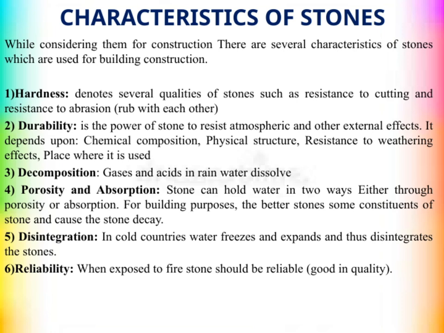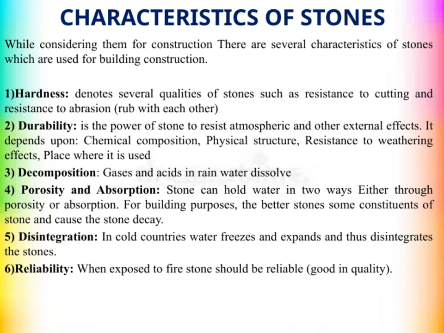When considering stones for construction, it's important to understand their key characteristics. First, let's talk about hardness. Hardness refers to a stone's resistance to cutting and abrasion, basically, how tough it is to scratch or wear down. Next is durability, which is the stone's ability to withstand atmospheric and external effects over time. Durability depends on factors like the stone's chemical makeup, physical structure, resistance to weathering, and the environment where it's used.